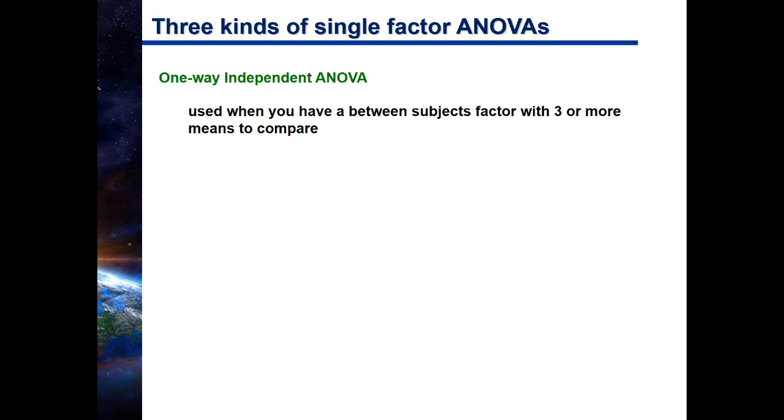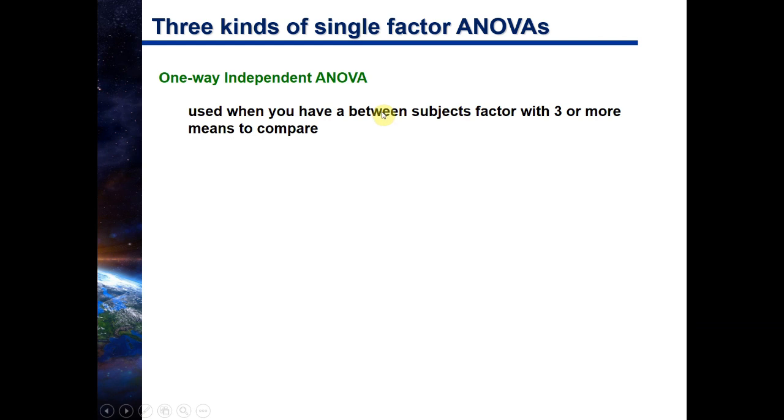So the one-way independent ANOVA is used when you have a between subjects factor. Remember that independent variable and factor mean the same thing. And between subjects means you have an entirely different group of people in each level of the factor.